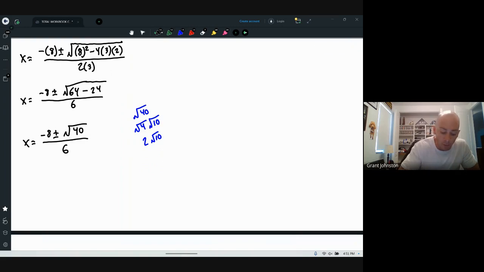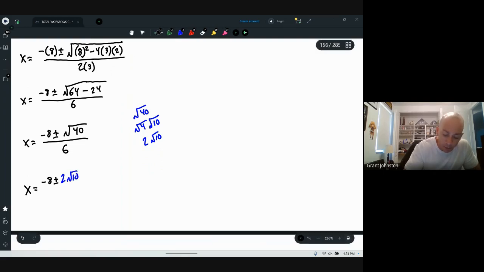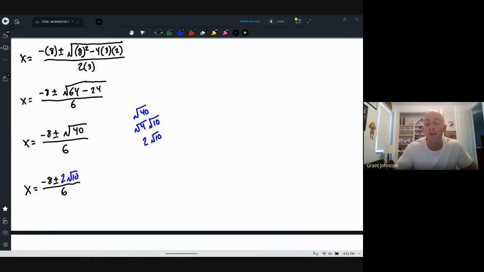So now I'm going to rewrite this. Just hang with me here. I'm going to rewrite this as x equals -8 plus or minus 2 root 10 over 6. So I simplified that square root of 40, and kind of like a fraction, you can still simplify this a little bit more. These coefficients can all simplify like a fraction. They're all even numbers, so I can divide them all by 2. So as my final answer here, I'm going to say this is -4 plus or minus root 10 over 3.